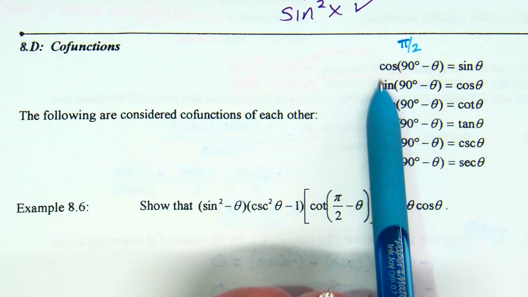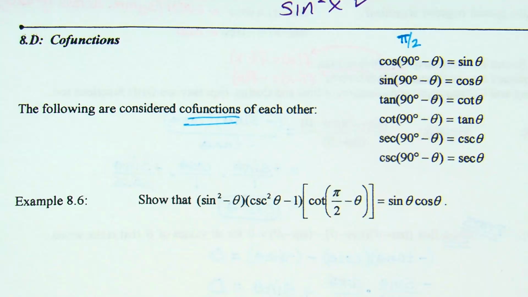Now, with those in mind, we've got another show. Show, prove, however you want to consider this, that sine squared of negative theta times cosecant squared of theta minus 1 times cotangent of pi over 2 minus theta is equal to sine theta cosine theta. I honestly like these better just because they're more obvious what to do. I mean, the even odd identities. When I see a negative on the variable, I know I have to get rid of that negative.